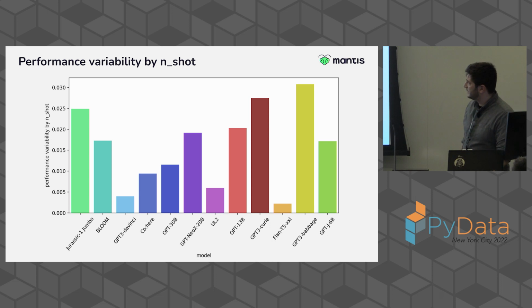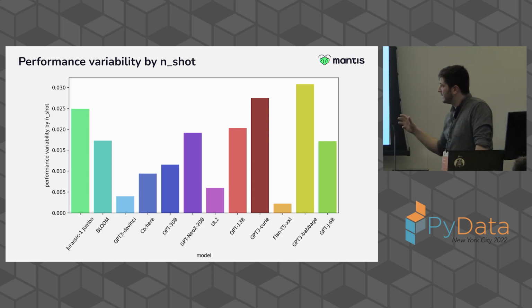This is a graph showing the performance variability by N-shot. So we can see that for some models, it's a very big difference between, right, like 1 shot and 10 shots. For some others, like Flan-T5 or GPT-3, it doesn't make that much difference. Of course, when you want the best results, you will try to give it as many N-shots as possible. But just saying, be careful with it. Test a bit more depending on the model.